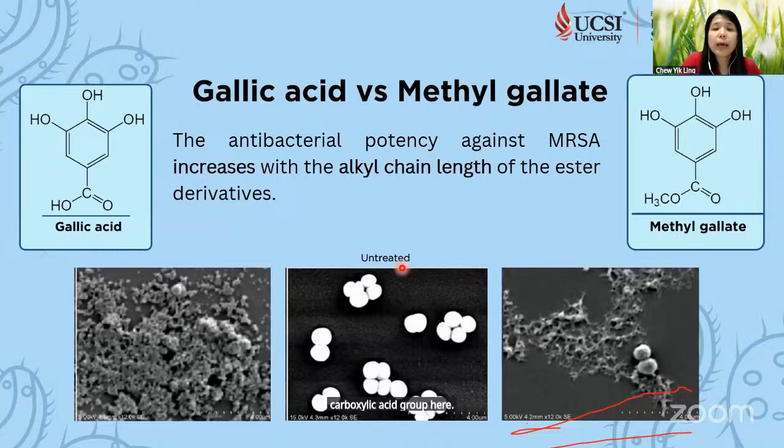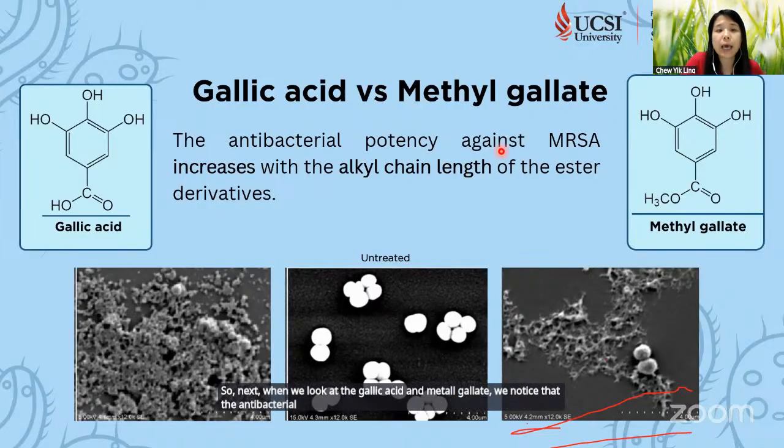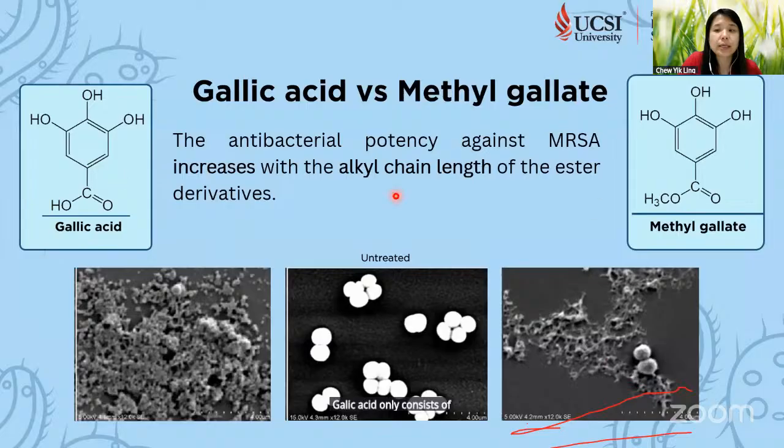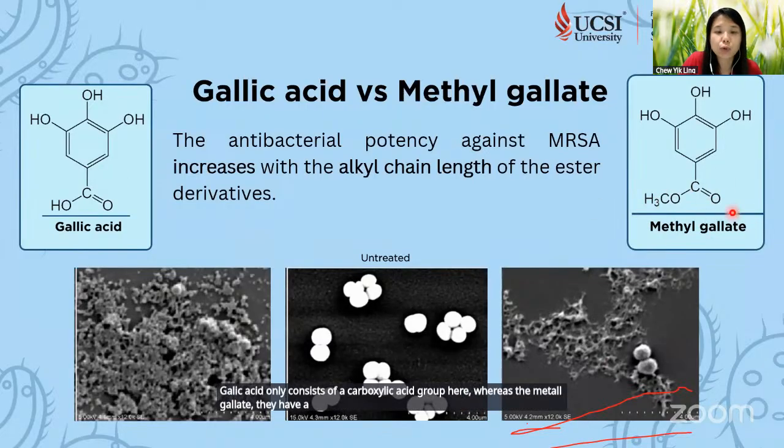So next, when we look at the gallic acid and methyl gallate, we notice that the antibacterial potency against the MRSA increases with the alkyl chain length. Like what we have seen here, gallic acid only consists of a carboxylic acid group, whereas the methyl gallate has a methyl carboxylate group over here.